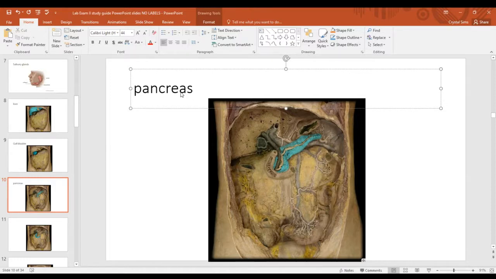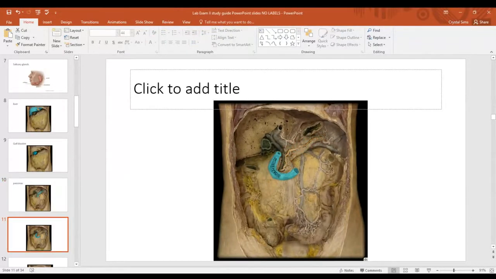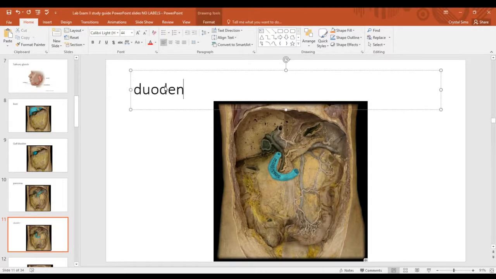Then for the ones that have a lot of different structures, like the lung that we looked at, the parts of the respiratory tract that we looked at, the salivary glands that we looked at, those are going to be like a short answer, basically, or kind of like a fill in the blank, where you're going to put, you know, structure A is this, structure B is this.